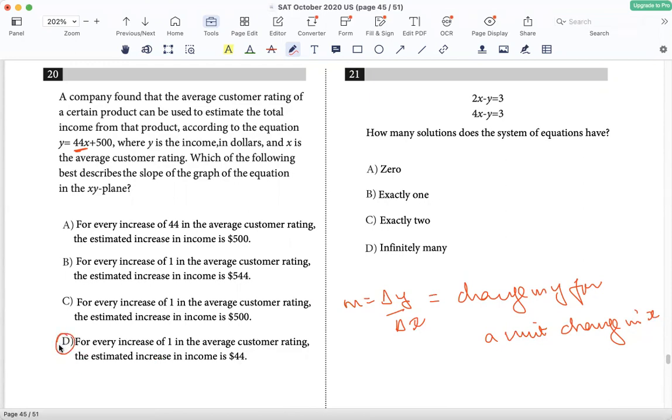How many solutions does this equation have? So we can see A1 by A2 is 2 by 4, which is 1 by 2, and B1 by B2 is 1. Since they are not equal, this will have a unique solution. So exactly 1.